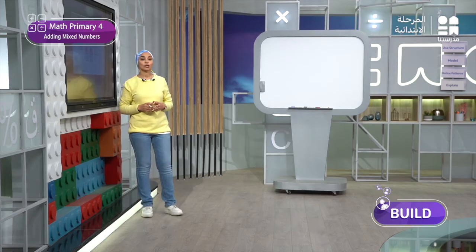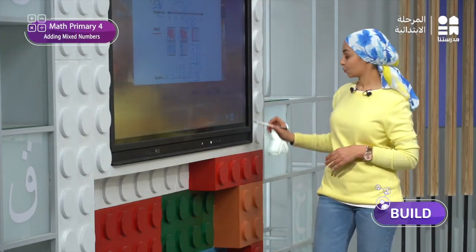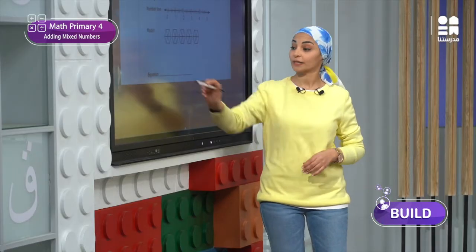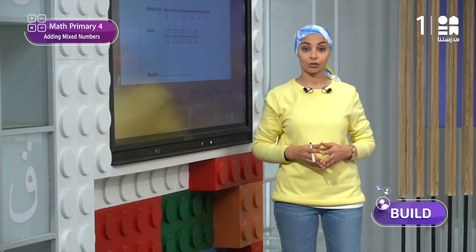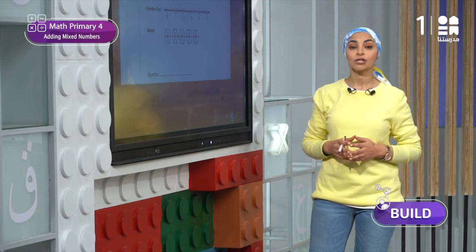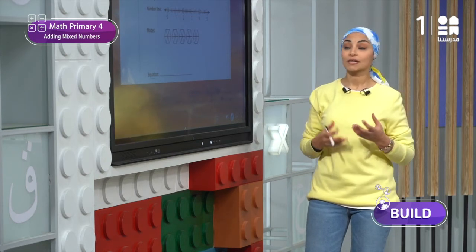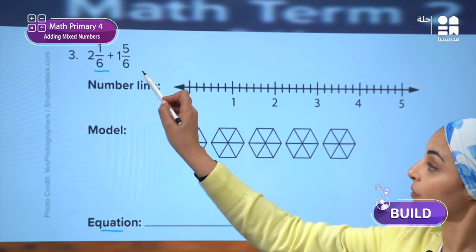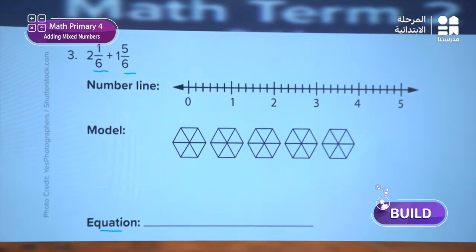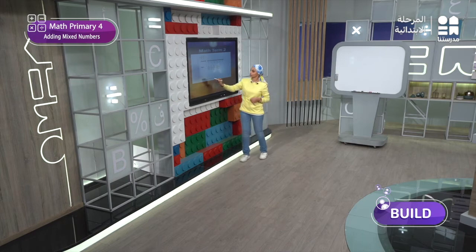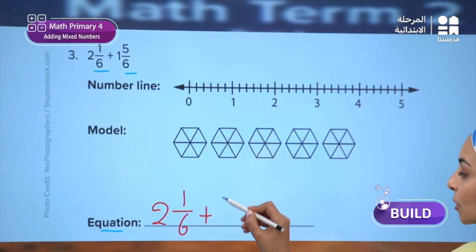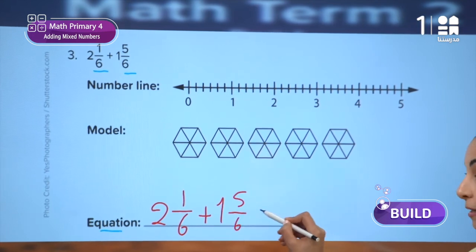This time we'll start solving using the equation. Let's move first to problem number 3. I will start solving it by using the equation. Okay? Now, the equation is what? 2 and 1 over 6 plus 1 and 5 over 6. I want to write it in red, so I will write the equation here. 2 and 1 over 6 plus 1 and 5 over 6.